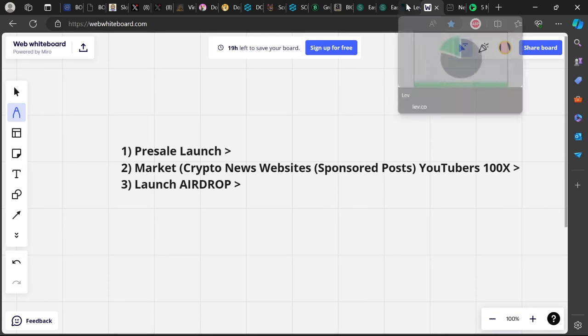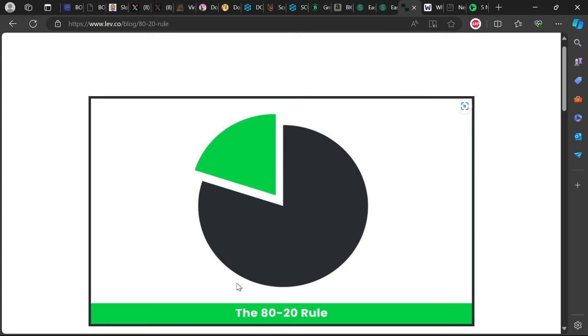On that note, what we have also seen is they use the 80-20 rule to confuse the market. The 80-20 rule says 80% of the liquidity, so let's say 10 million has been raised in the pre-sale, 8 million, that's 80%, would have been coming from just 20% of the investors, right?